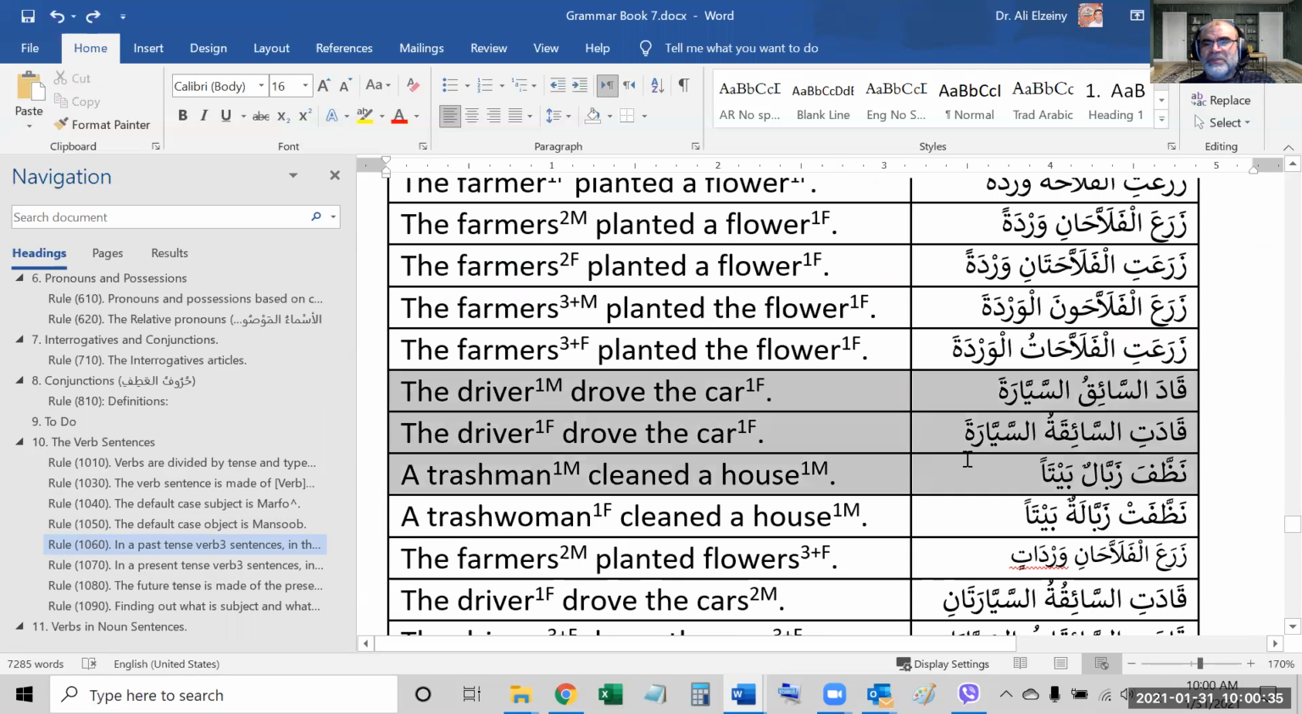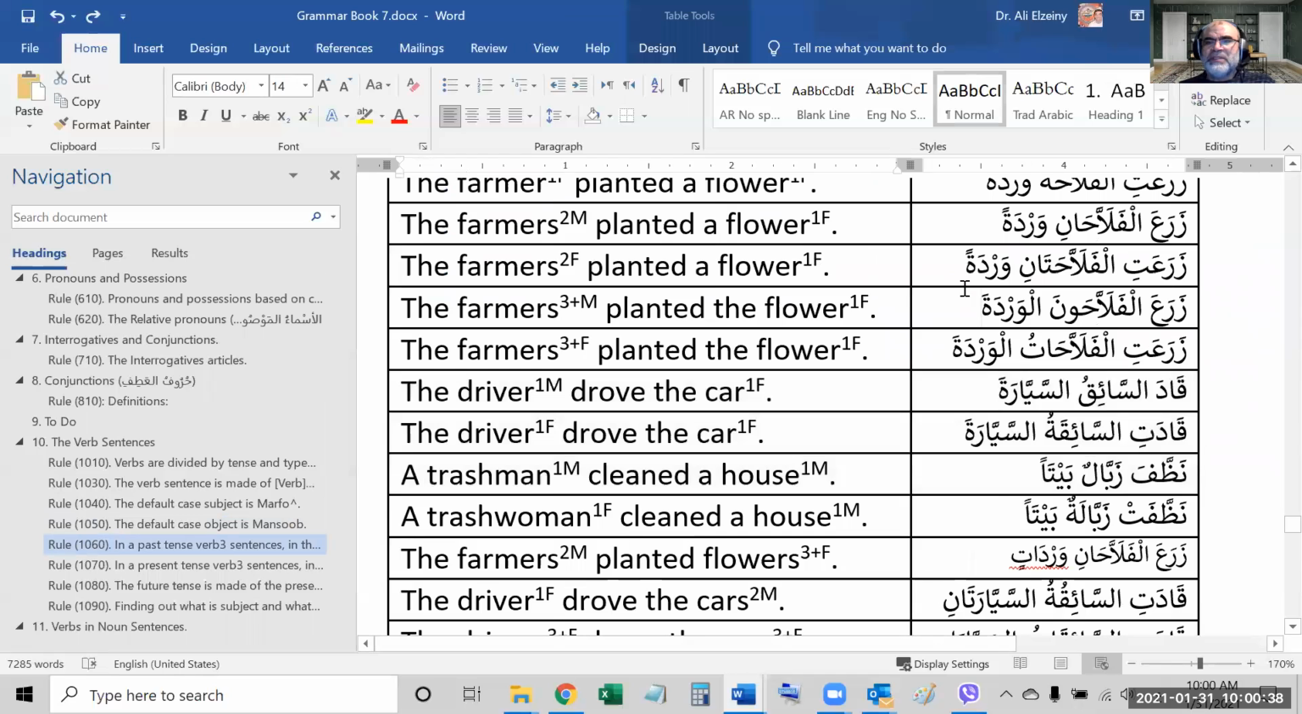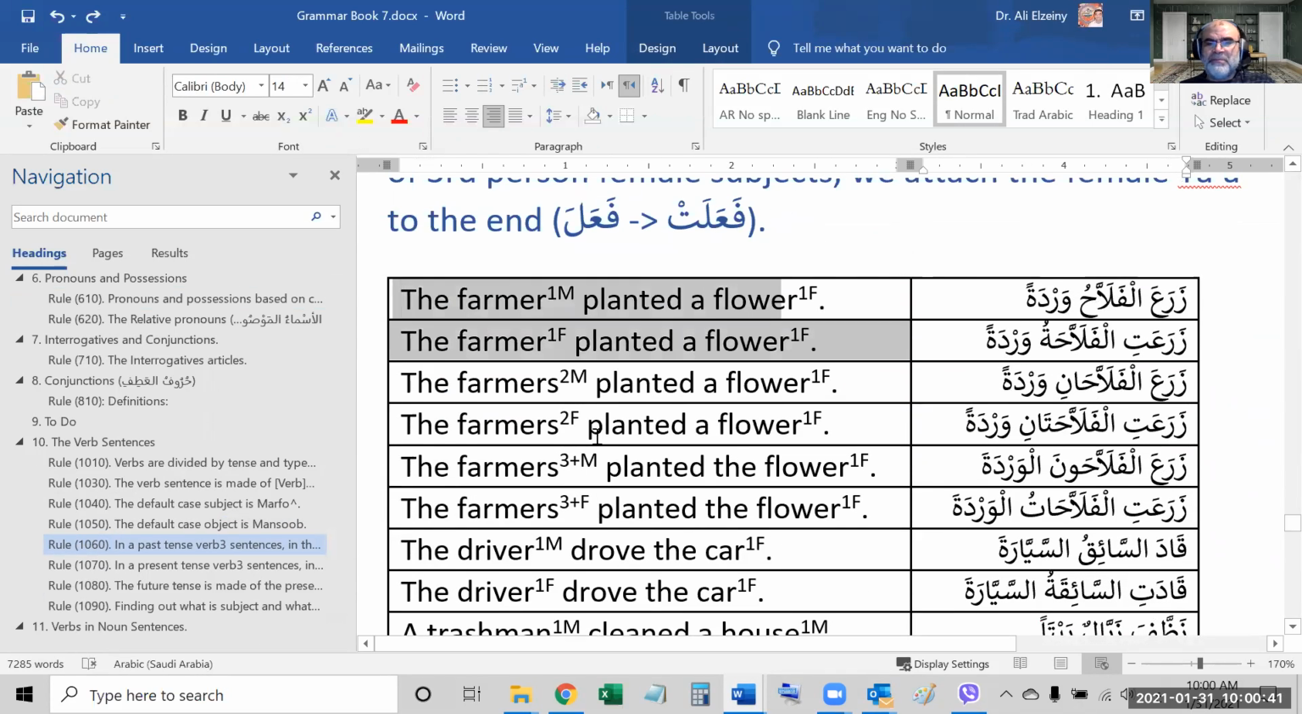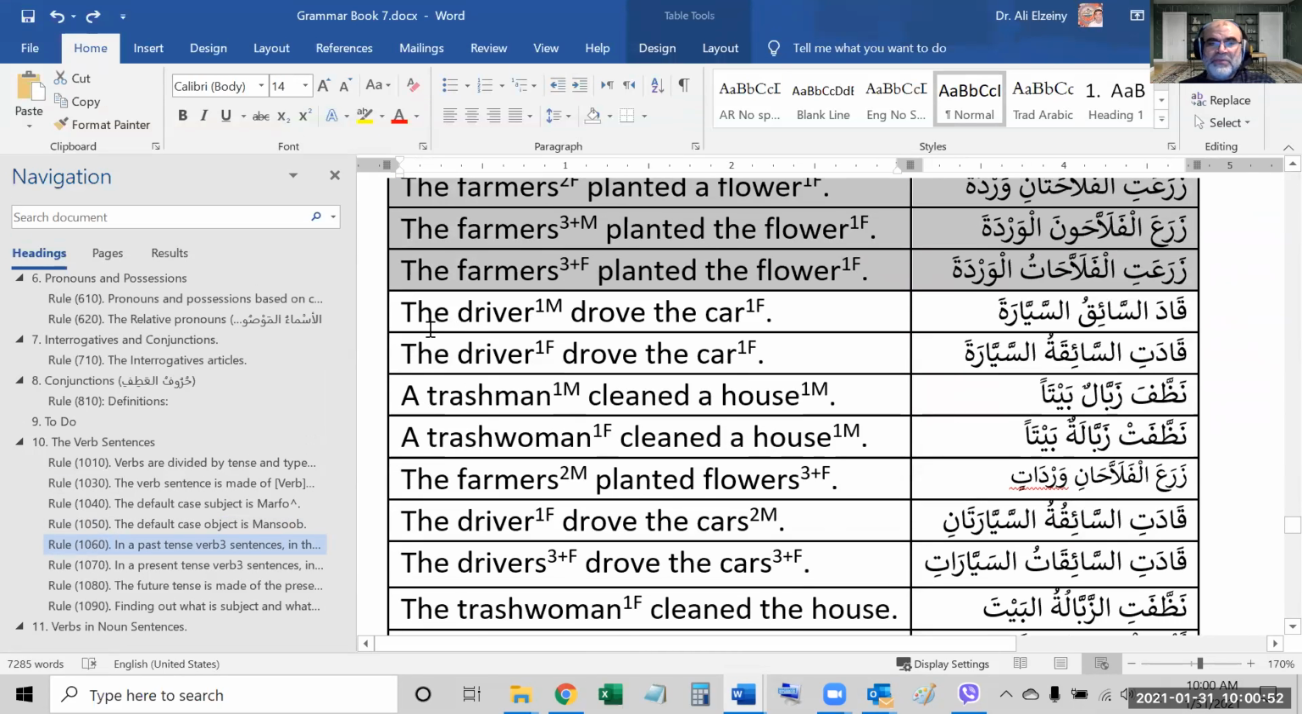Now this group here shows a different kind of example. The group they just did was about a farmer planting a flower with different choices and combinations. This group here is about a driver driving a car. The car is a female noun. There's no male car or female car; car in Arabic is a female noun, because it ends with ta' marbuta. That's why we consider it female.